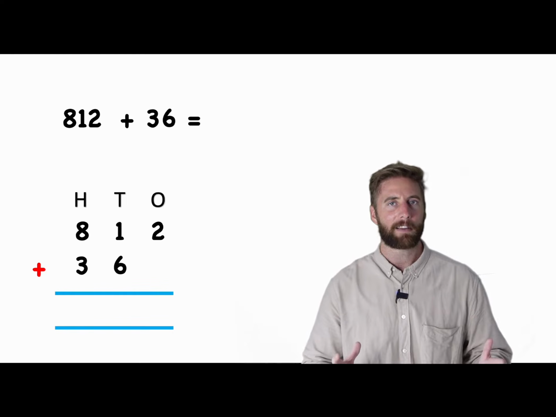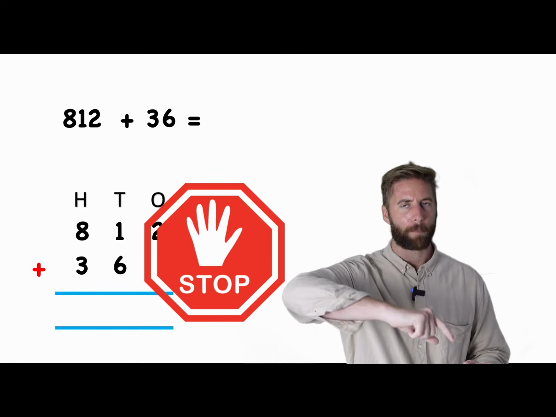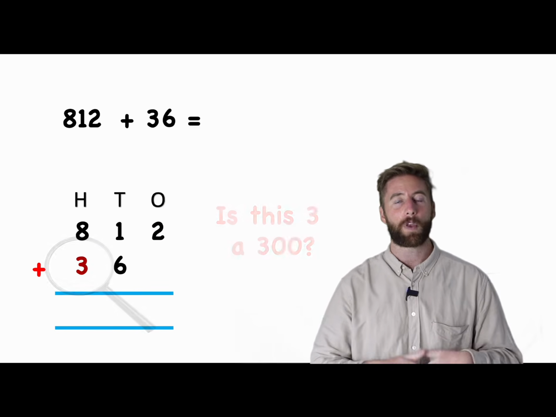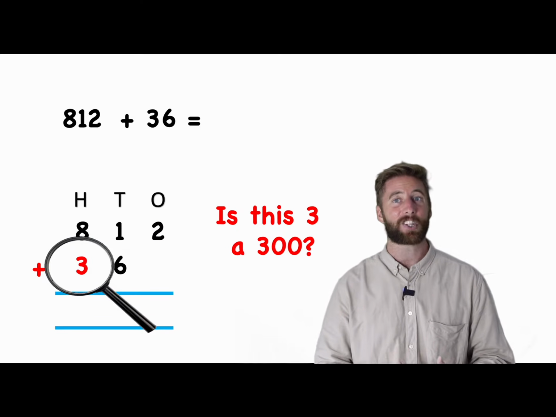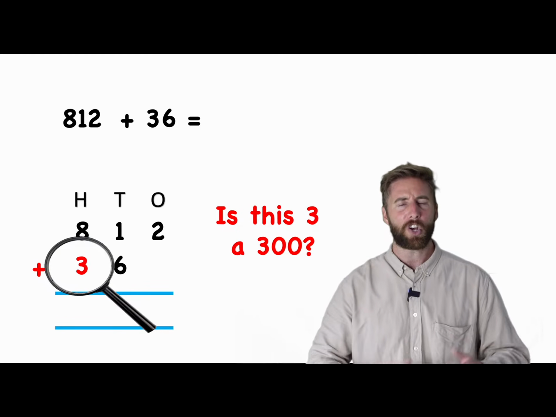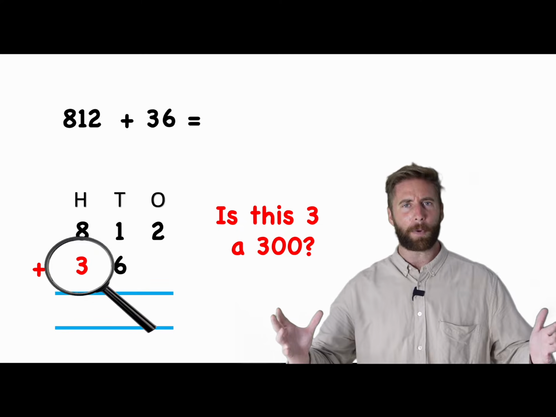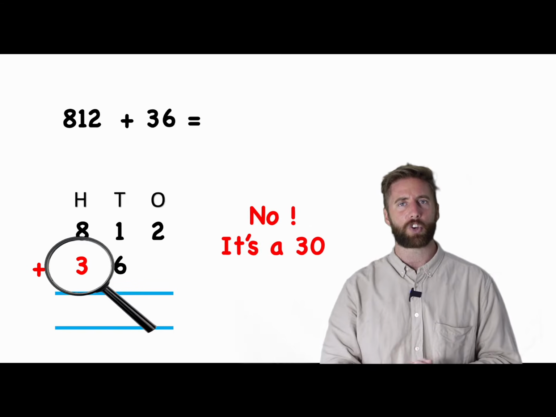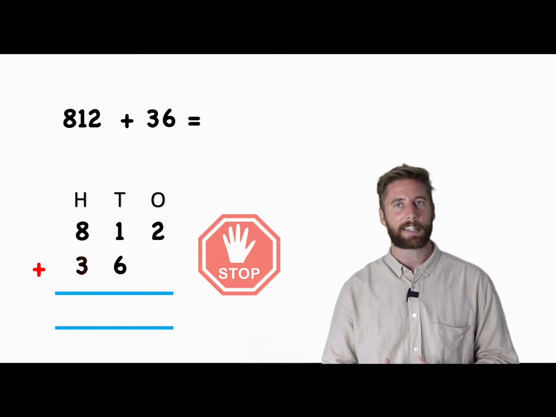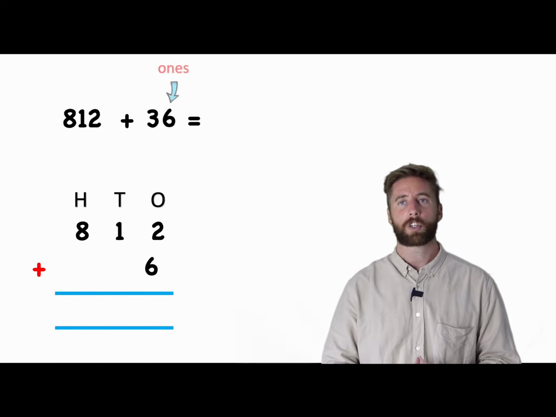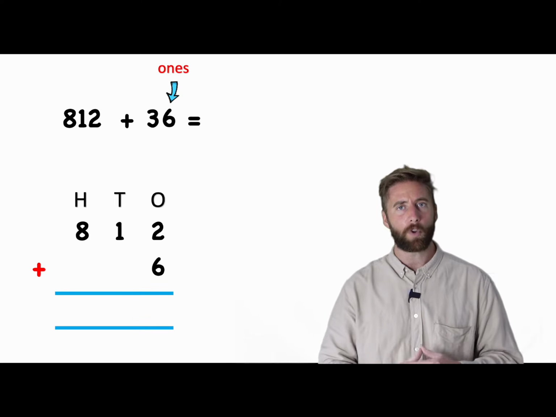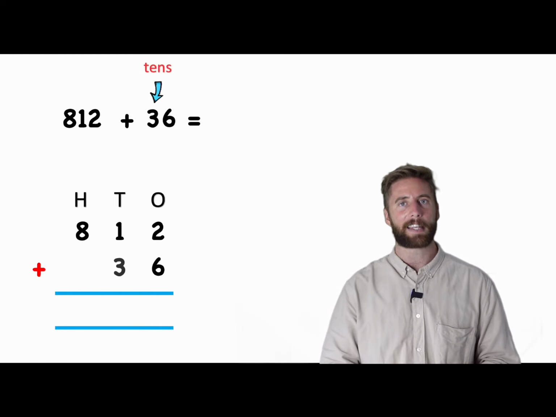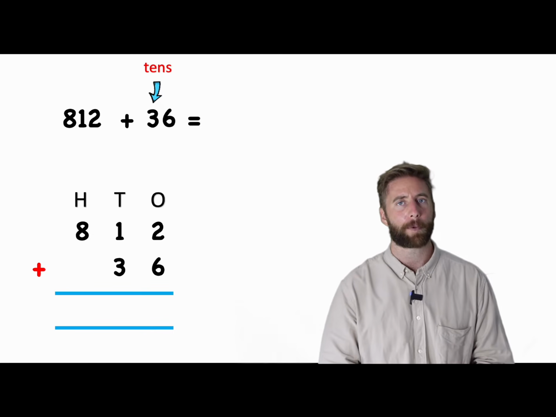Is that okay? No, of course it's not, because what we've done there is we've said that the 3, which is actually a 30, is now a 300. We've changed the number completely. We can't do that. So stop. Let's think about this logically. 36. I have 6 ones, so I have to put my 6 in the ones column. And I have 3 tens, so I have to put my 3 in the tens column. So it'll look a little bit like this.